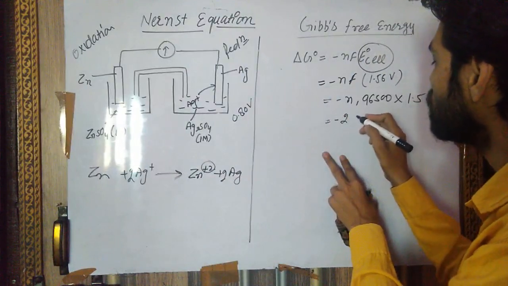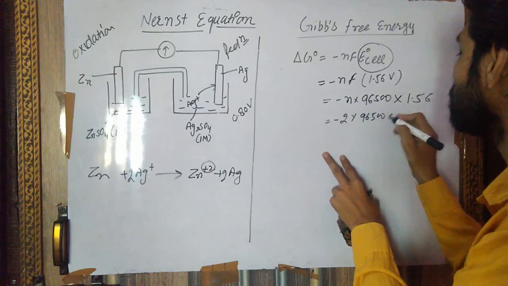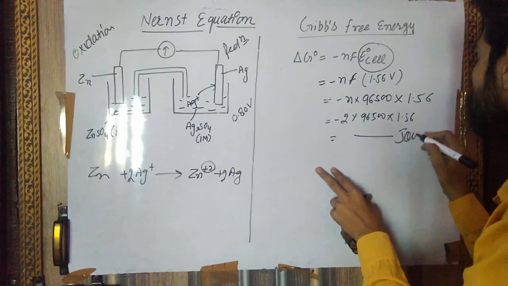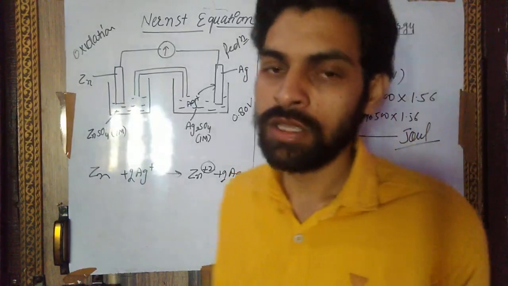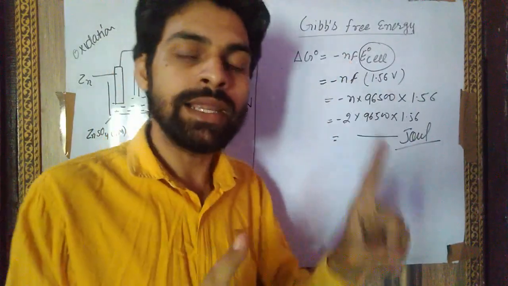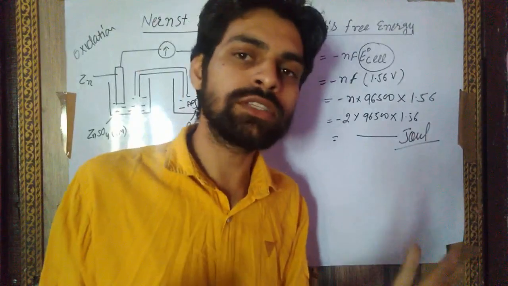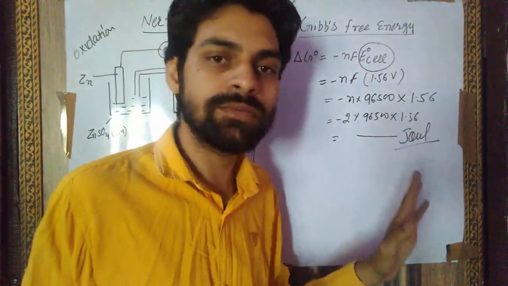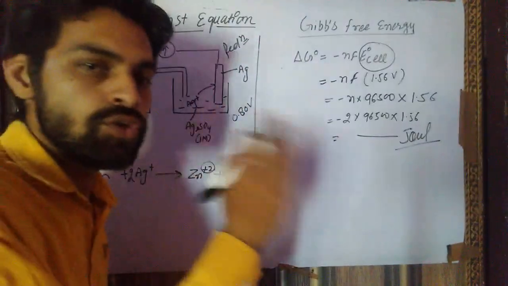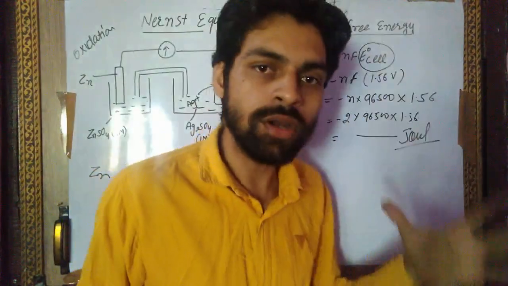So minus 2 into 96,500 into 1.56, and answer will be in joule. This is Gibbs free energy. I think आपको calculate करने आ गई होगी. You will calculate the number of electrons participating in the reaction. Faraday constant will always be constant for each type of reaction, that is 96,500, and E naught cell you will calculate as cathode minus anode, that is higher value minus lower value.